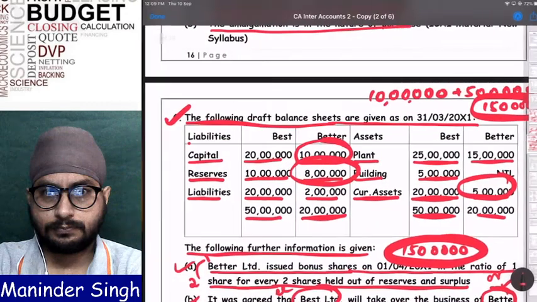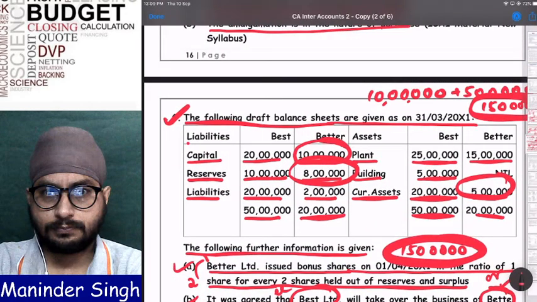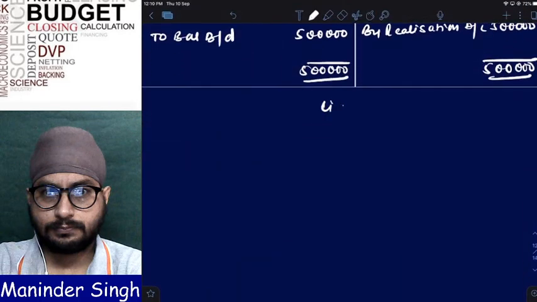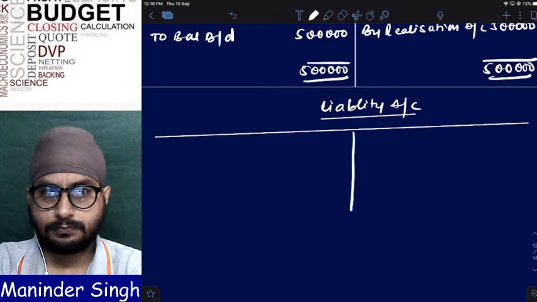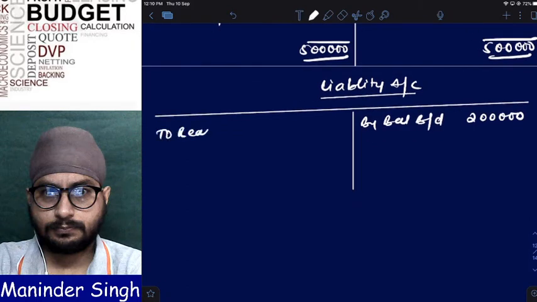Next, assets we have transferred. Now in liabilities we have only one, right? In liabilities we have only 2 lakhs, correct? Now we have the liability account. Liability will have which balance? Credit balance. So by balance brought down, 2 lakhs. Now to close the liability, what should I do? Debit. Debit which account? Realization account. To realization account, 2 lakhs. Clear?